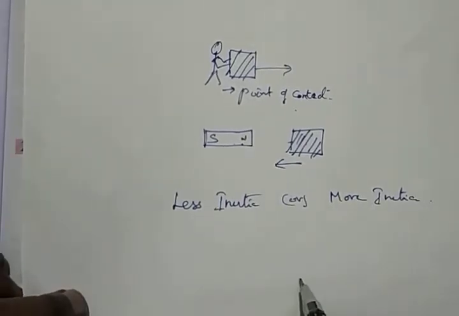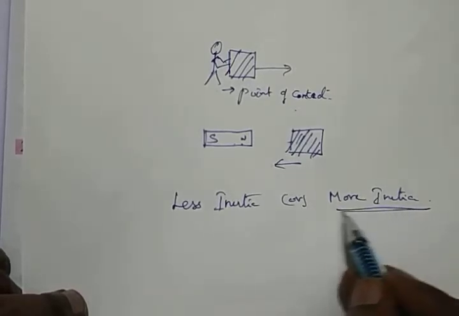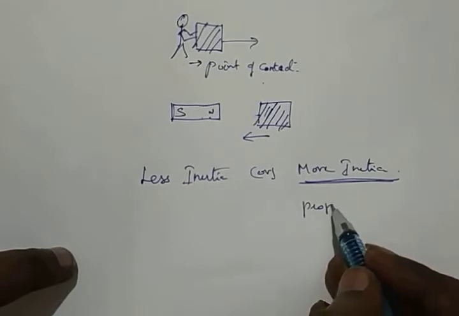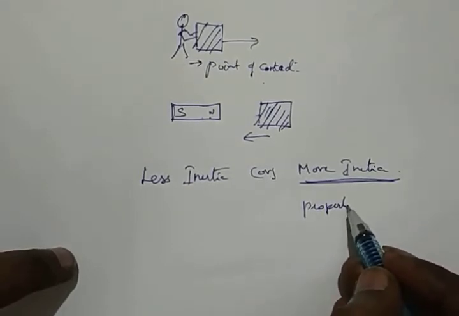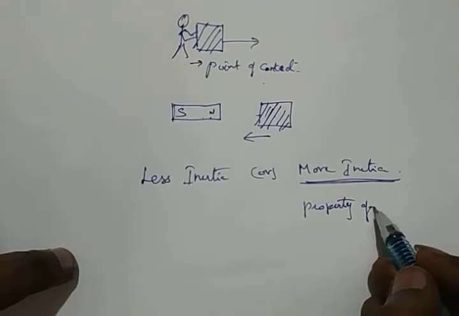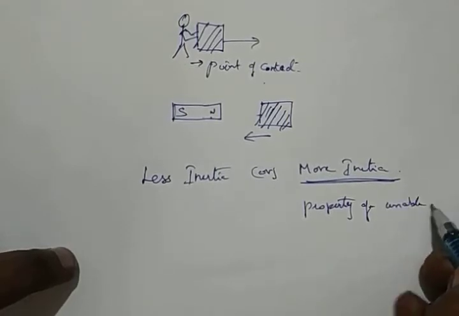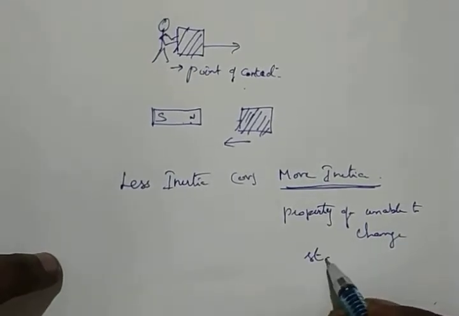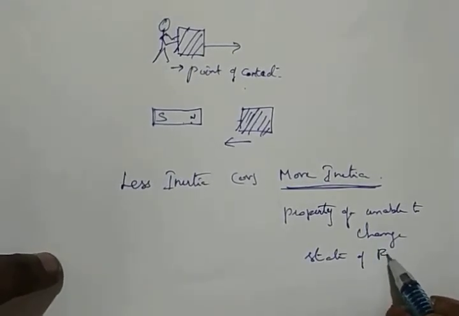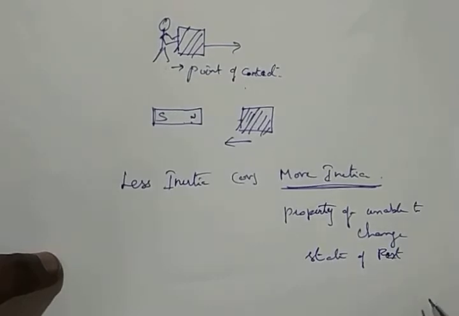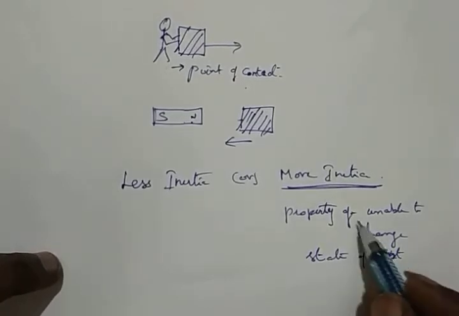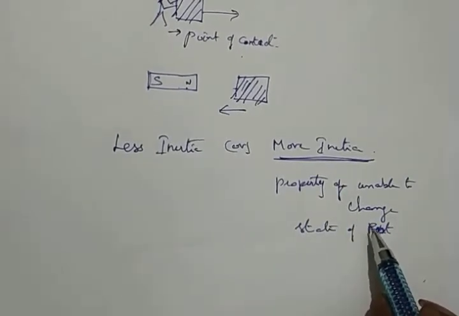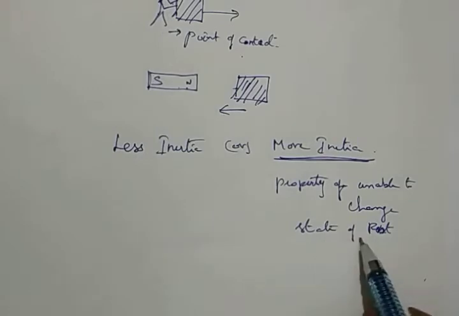Let me give you some examples. I think you all have more inertia. What is more inertia? The property of being unable to change the state of rest. What is being unable to change the property of rest? If you consider an 11th standard child, the property of the state of rest is so common.